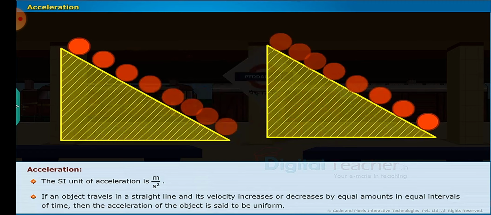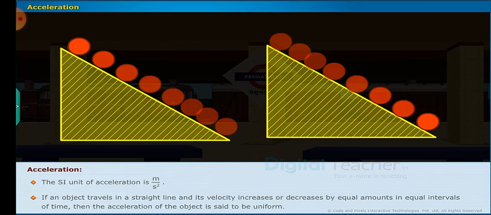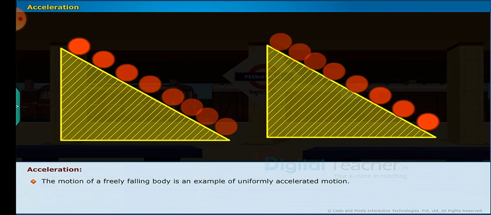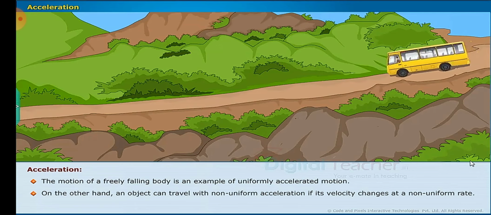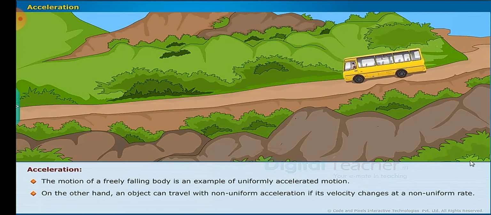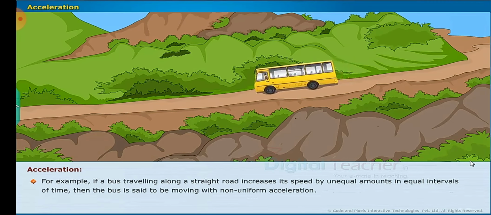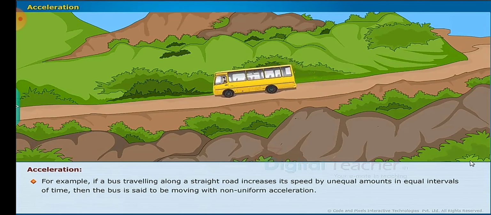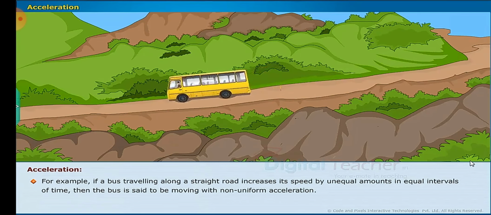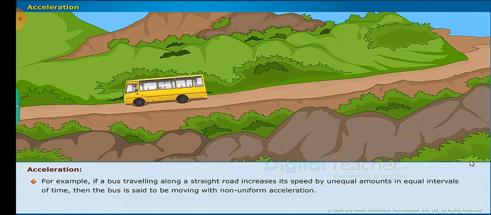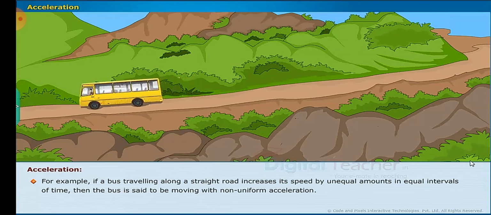If an object travels in a straight line and its velocity increases or decreases by equal amounts in equal intervals of time, then the acceleration of the object is said to be uniform. The motion of a freely falling body is an example of uniformly accelerated motion. On the other hand, an object can travel with non-uniform acceleration if its velocity changes at a non-uniform rate. For example, if a bus traveling along a straight road increases its speed by unequal amounts in equal intervals of time, then the bus is said to be moving with non-uniform acceleration.